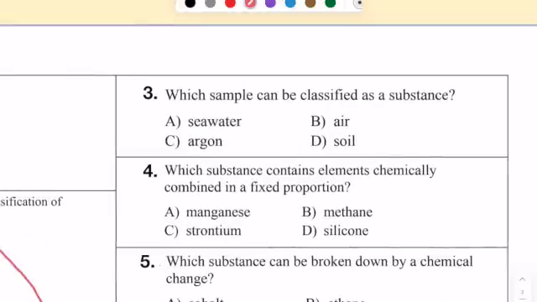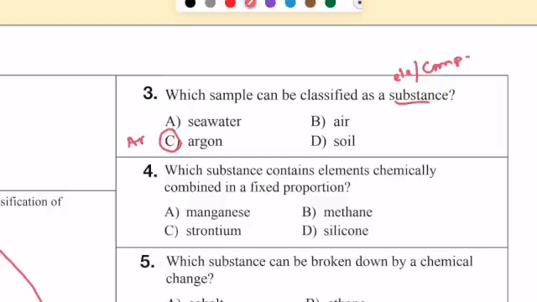Then we have number 3: which sample can be classified as a substance? Once again, a substance is something that is not a mixture, so we are looking for either an element or a compound. From prior knowledge, we know that seawater, air, and soil are all mixtures of multiple substances. So the correct answer here is argon, which is an element, argon gas.